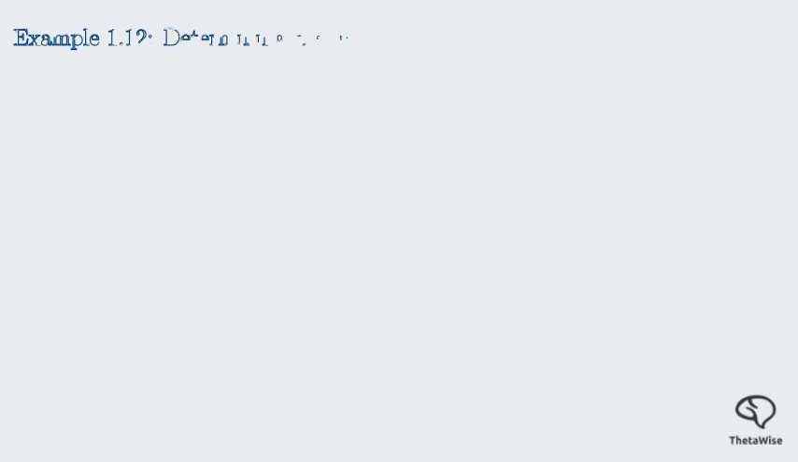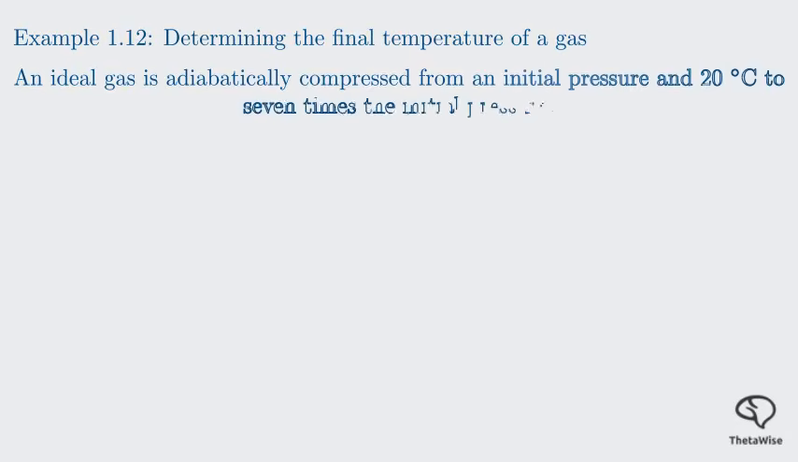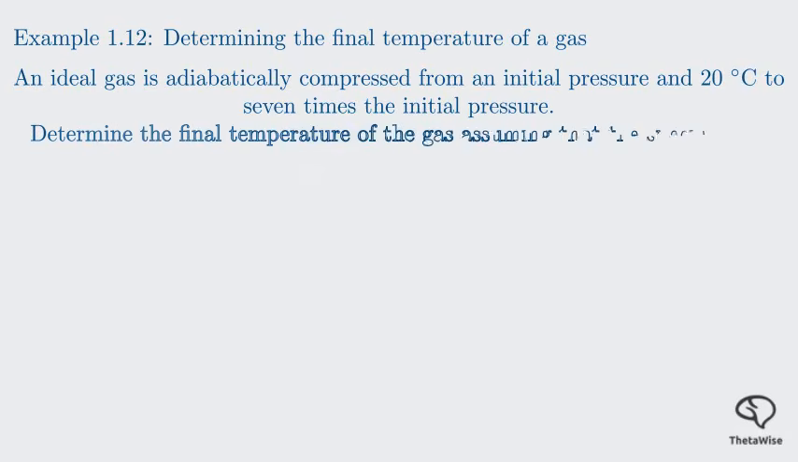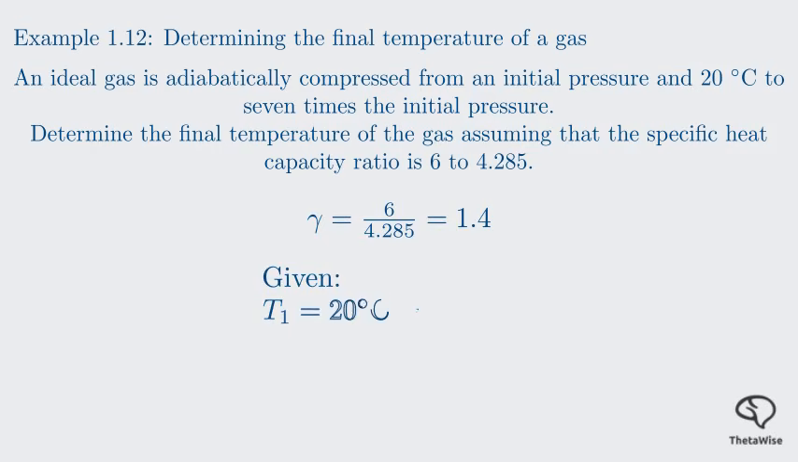The problem states that an ideal gas is adiabatically compressed to 7 times its initial pressure. We need to find the final temperature, assuming the specific heat capacity ratio is 6 to 4.285. First, let's calculate gamma from the given ratio. Gamma equals 6 divided by 4.285, which is 1.4. This is a common value for air. We're given the initial temperature. T1 is 20 degrees Celsius, which is 293.15 Kelvin. The final pressure, P2, is 7 times the initial pressure, P1. We need to find T2.